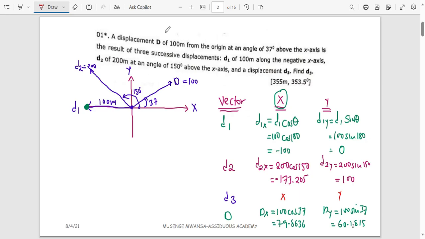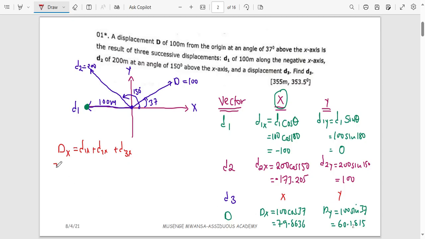Since we've been told that D is a resultant, one thing you need to know is the way you find the resultant. Remember D is the resultant. In other words, to get D, you are going to add D1, D2, and D3. So if you add the x component of D1 with the x component of D2 with the x component of D3, it should give you the x component of D. Therefore, dx is equal to d1x plus d2x plus d3x. What is dx? Dx is here.